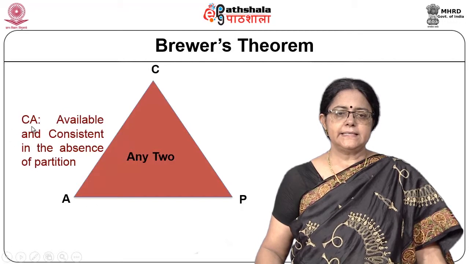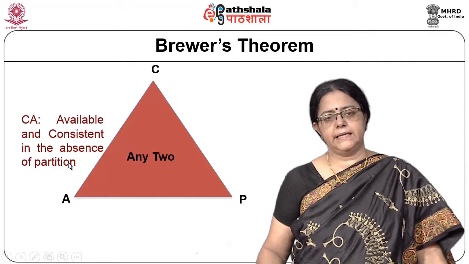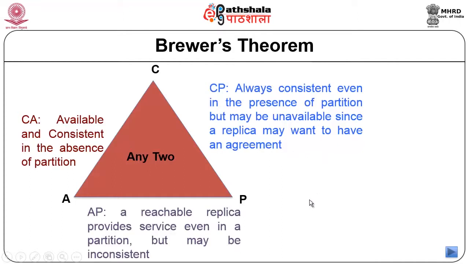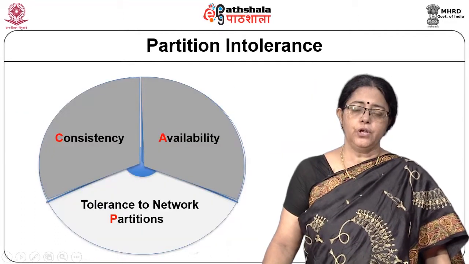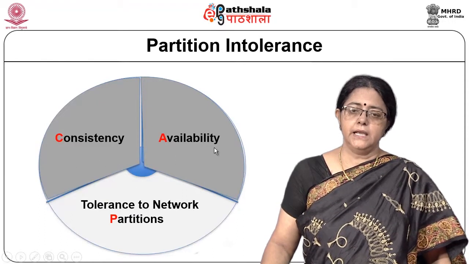If it is a CA, it is available and consistent, but network partition is not taken care of. If it is a CP, then it will be consistent in the presence of partition, but availability is not guaranteed. If it is an AP, then the availability is always guaranteed in spite of partition, but the consistency of the data, the correctness of the data, is doubtful. So, here is the system which is consistent and available.